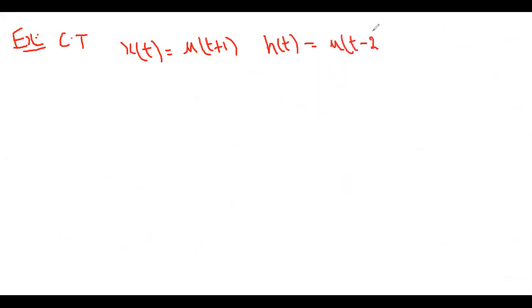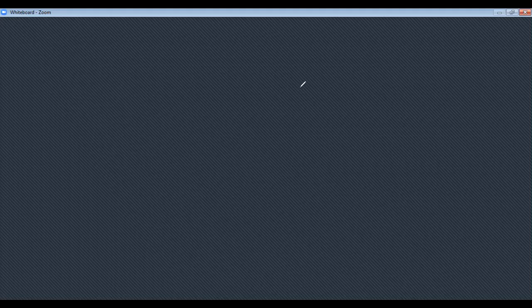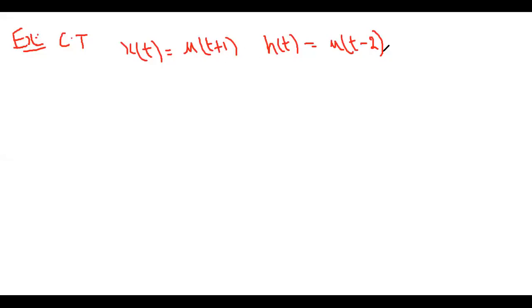Another example in the continuous time signals. The continuous time signal given is x of t equal to u of t plus 1, and h of t is given as u of t minus 2. Once again, you can see whether the value is the same or not, t minus 2 and t plus 1.